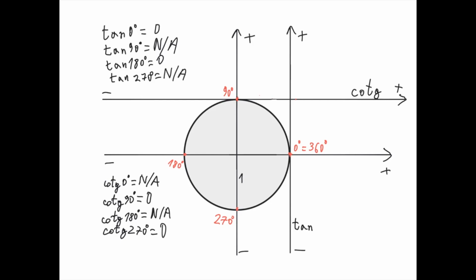And finally, for angles between 270 and 360 degrees, this line will have this line, which would intersect the tangent axis on the negative side and the cotangent axis again on the negative side. Therefore, tangent and cotangent of an angle between 270 and 360 degrees would be negative. The optional problem would be to find these quantities, and here's the solution.